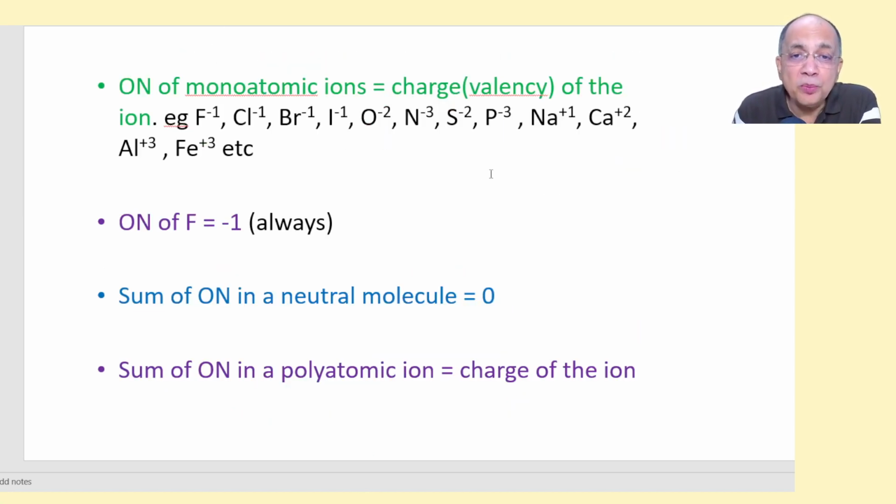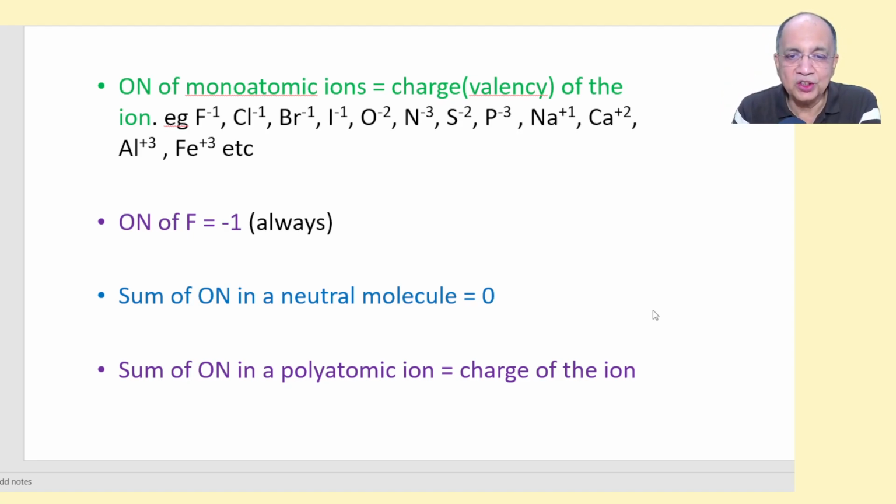Now, in monoatomic ions like chloride, bromide, iodide, in a compound, oxide, nitride, phosphide, and in positive ion, sodium, calcium, or the variable oxidation state, ferrous, ferric, and all that, their oxidation number is equal to their charge, their valency. That is obvious, but that has to be a monoatomic radical or ion, right? Fluorine is so very highly electronegative. Electronegativity is the highest in the periodic table, so its oxidation number is always -1 in a compound.